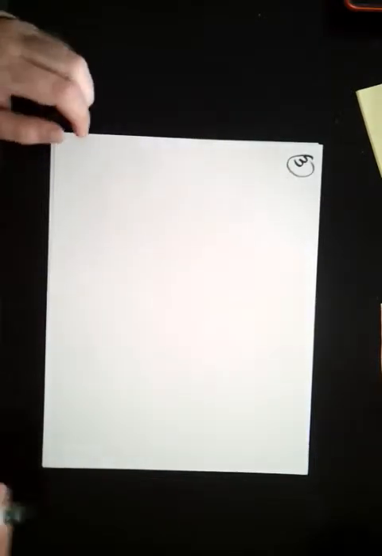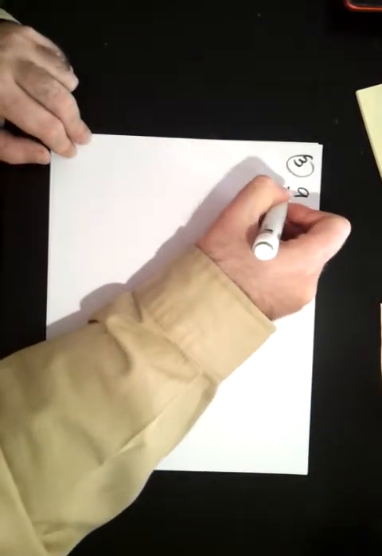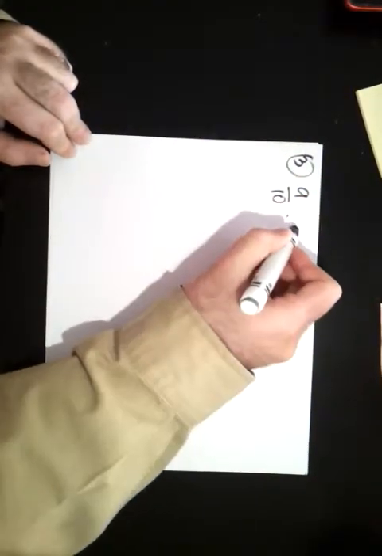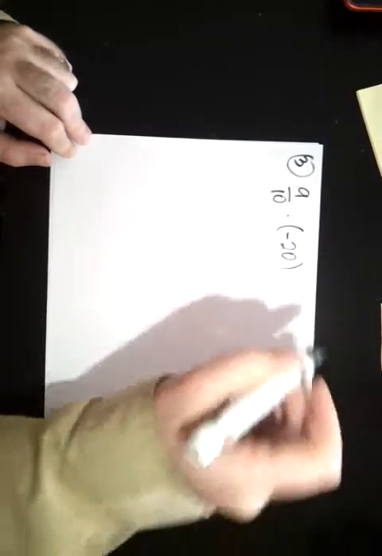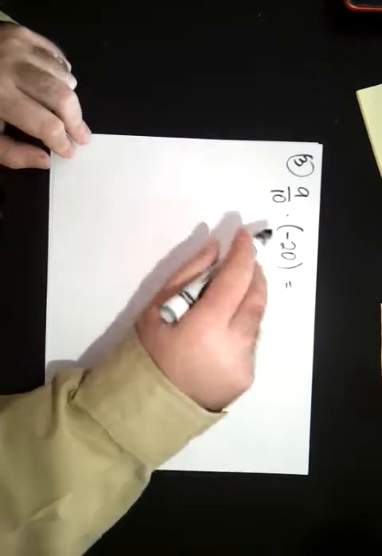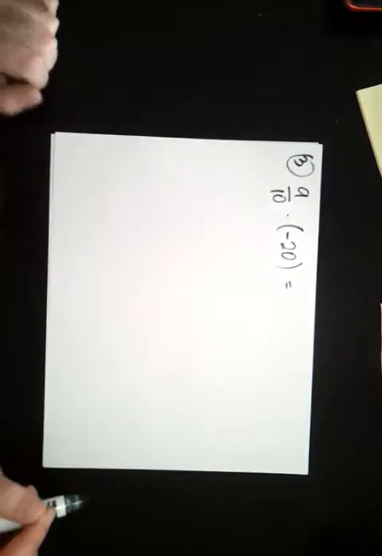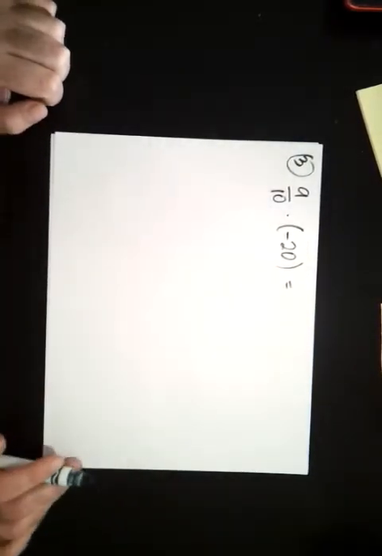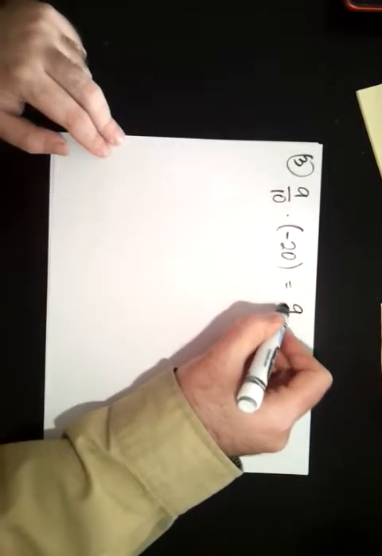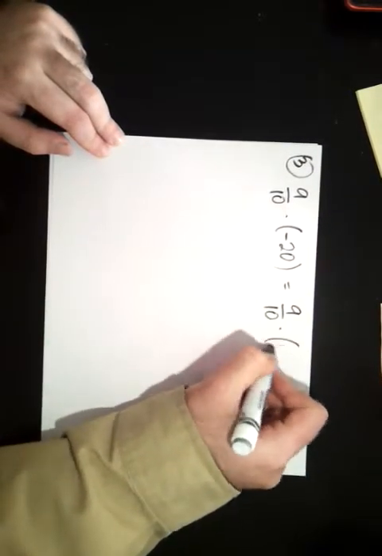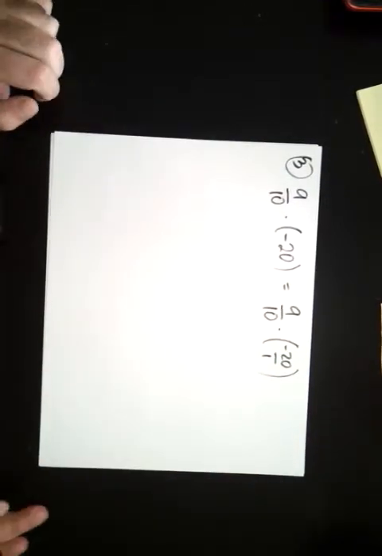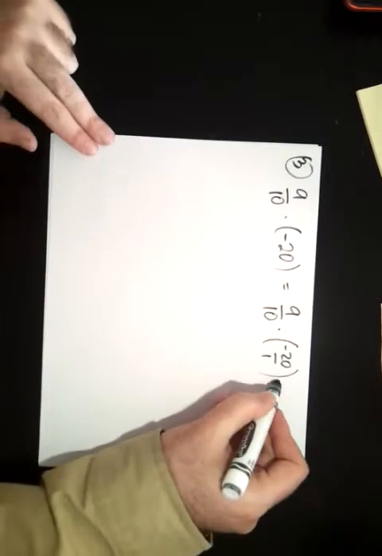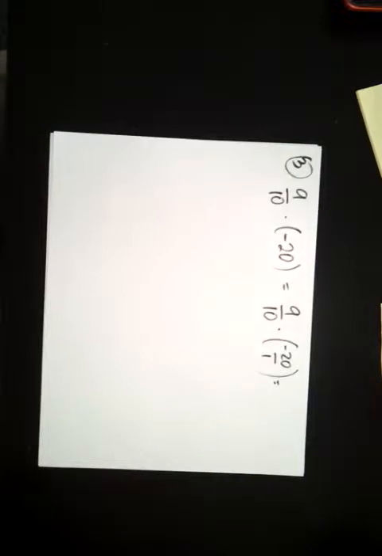All right, 9 over 10 times a negative 20. Yep. The only trick here, besides the negative, which we dealt with in the last problem, is that the 20 is not a fraction, but I can write it as a fraction. I could write 20 like this, over 1. Now they look similar-ish.